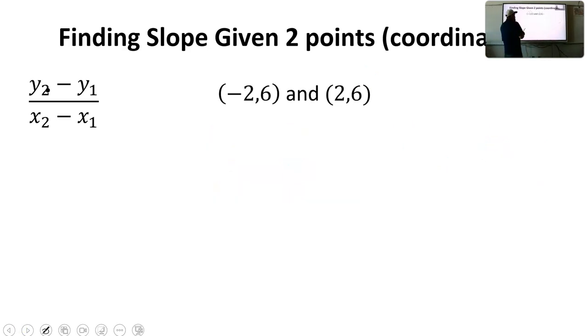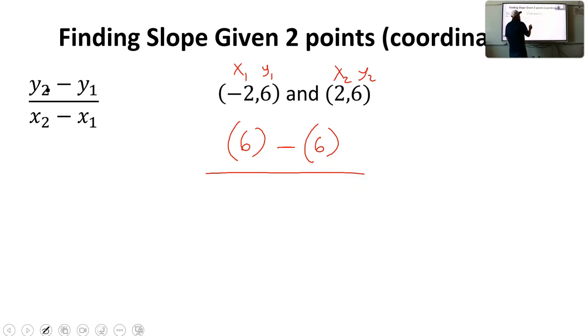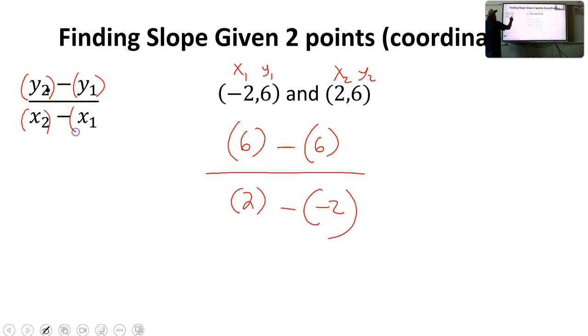Okay, negative 2, 6 and 2, 6. All right, first coordinate gives me x1, y1. Second coordinate gives me x2, y2. So y2 is 6. Subtract y1, which is 6, over x2, which is 2, minus x1, which is negative 2. Okay, so think of it like this. I'm putting the parentheses around these to help me distinguish what the numbers are that I'm subtracting. 6 minus 6 is 0. 2 minus negative 2 is just like 2 plus 2, so it's 4. 0 divided by 4 is 0.